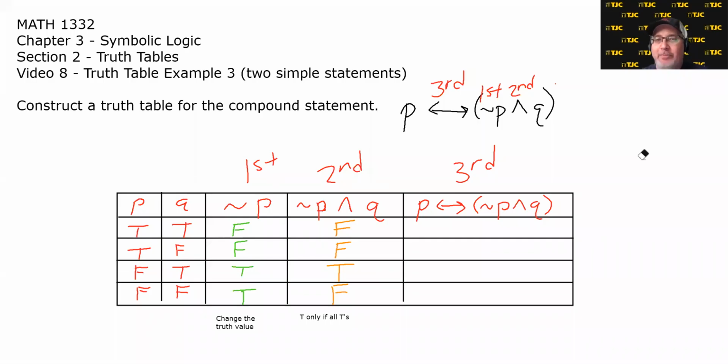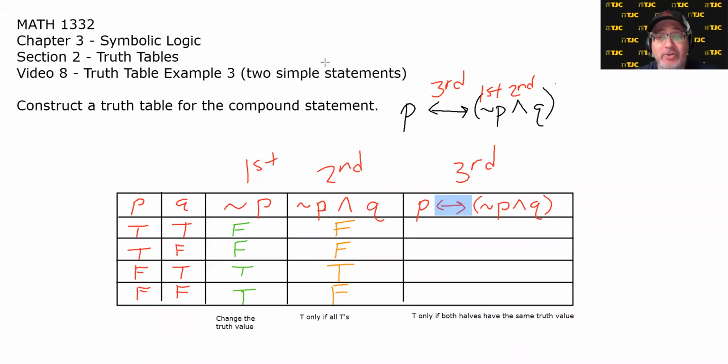And let's move to the last column. Which connective was the last column built on? The last column was built on the biconditional, which means we need to play out the rule for the biconditional. What's the rule for biconditional? Biconditional is true only if both halves have the same truth value, which is like saying it's true only if both halves match. So that's the rule that we're going to do.